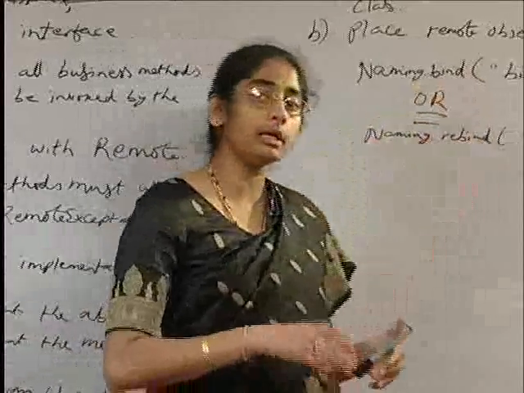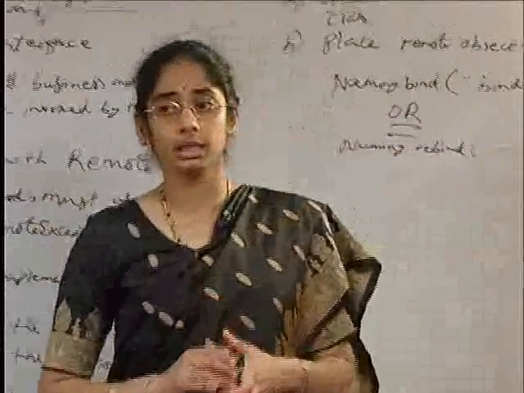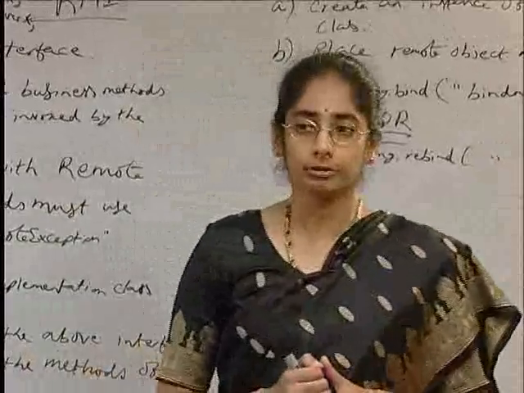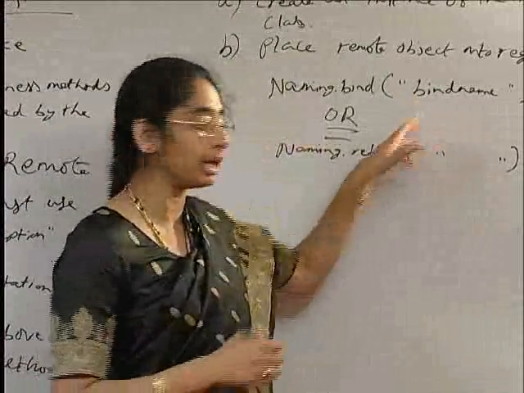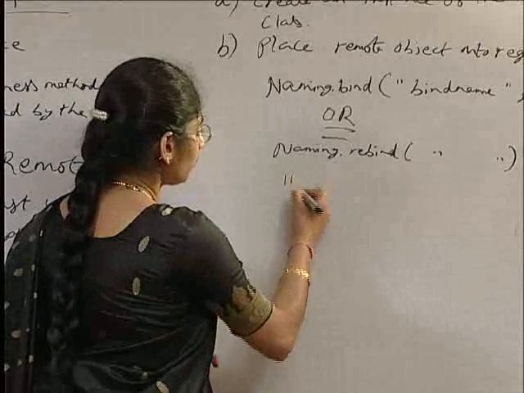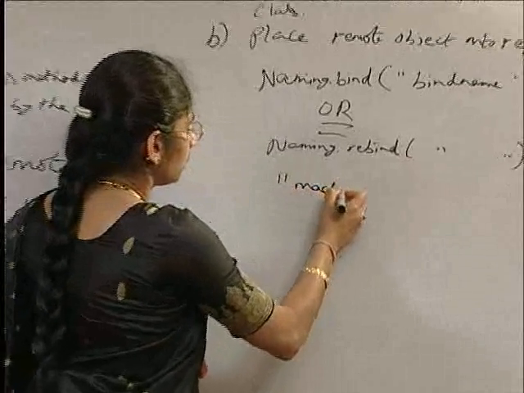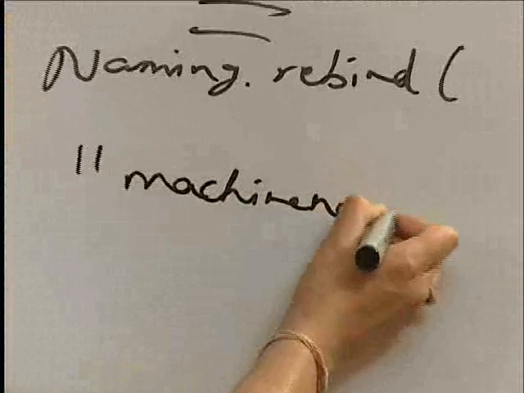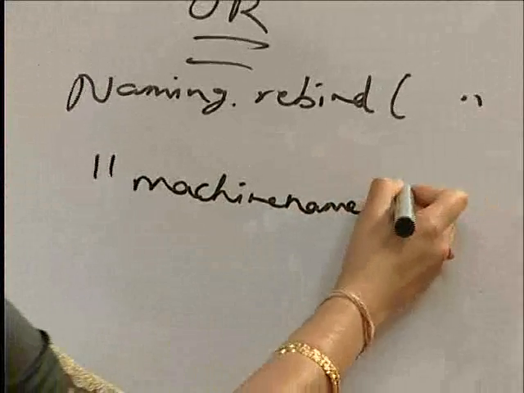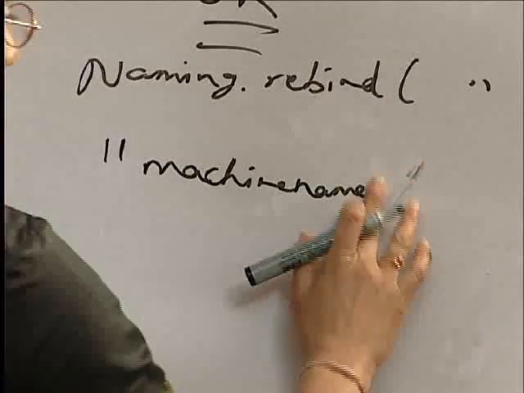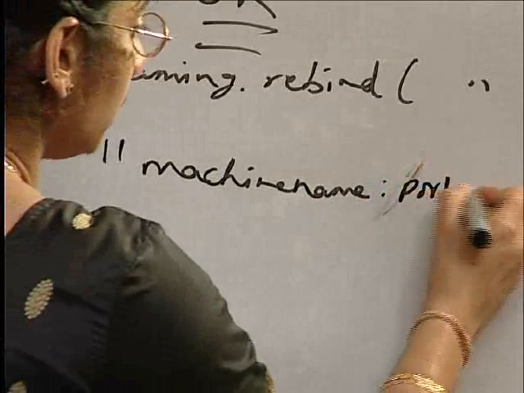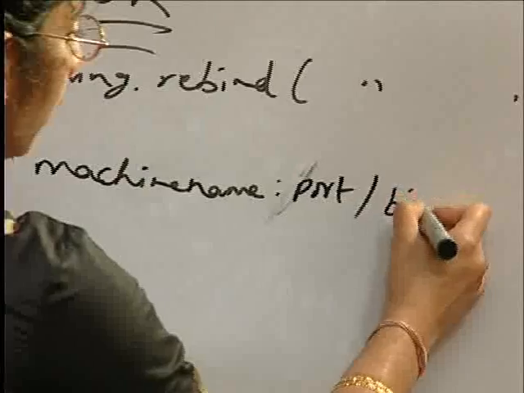Suppose your RMI registry is in a different machine and your server is running in a different machine, then you must specify the path here. You have to specify it as machine name, colon, port number, slash the bind name.